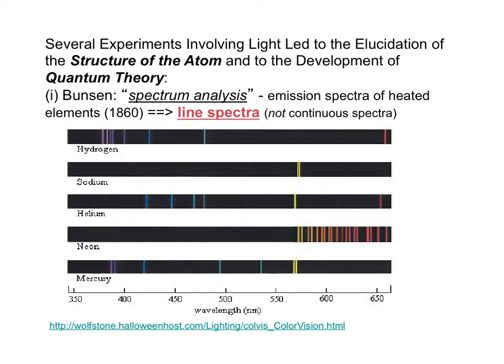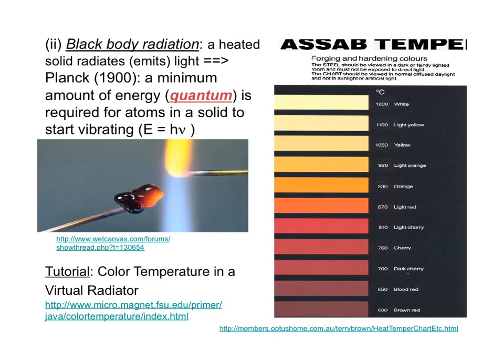Bunsen of Bunsen-Burner fame pointed a spectroscope at heated elements and found that different elements emit different colors and different line spectra. When a solid is heated, it emits different colors of light depending on the temperature of the solid. Planck said a minimum amount of energy, which he called the quantum, is required for atoms in a solid to start vibrating. The frequency of light emitted is determined by this formula. The temperature of the solid can be determined by the color of light emitted.